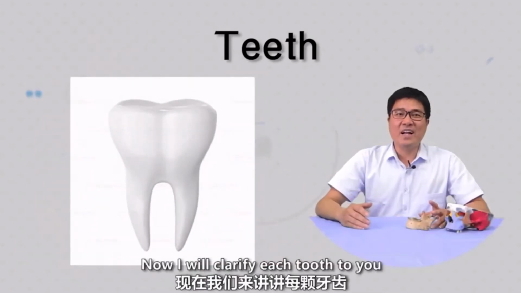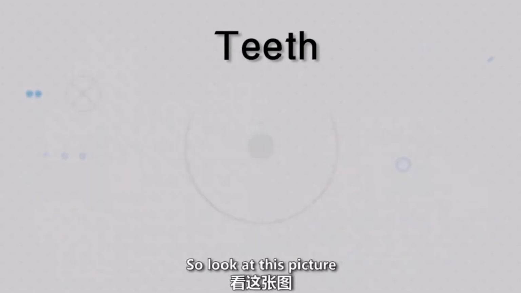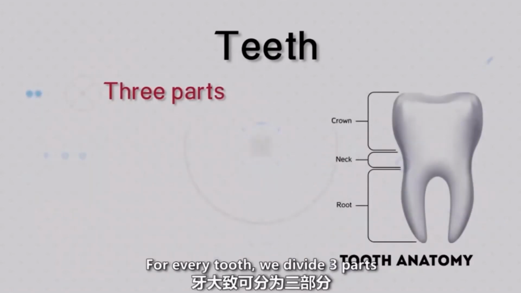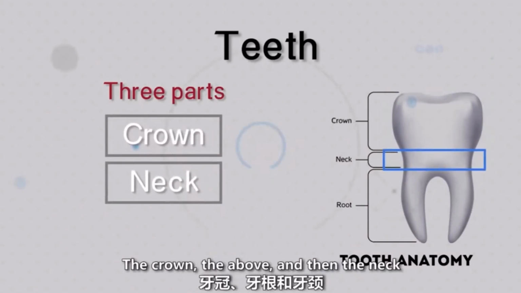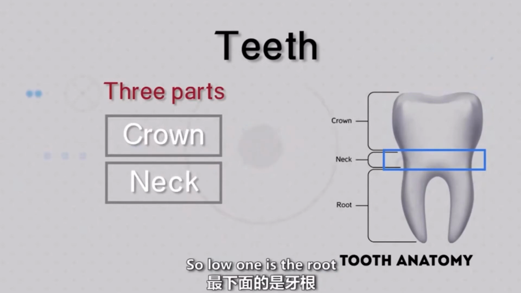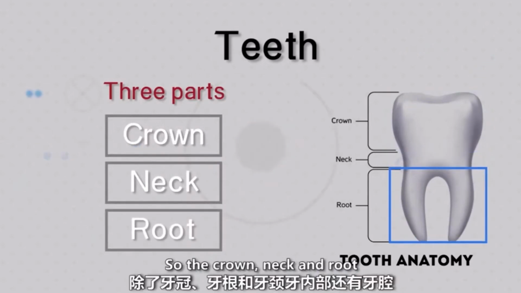So now we will clarify each tooth for you. Look at this picture. Every tooth we divide into 3 parts. The crown, which is above, and then the neck. The lower one is the root. So the crown, neck, and root.